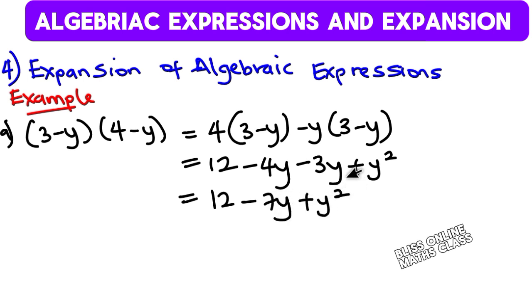I hope you understand this. 12 minus 4y minus 3y plus y squared is equal to 12 minus 7y plus y squared, and that's our answer.